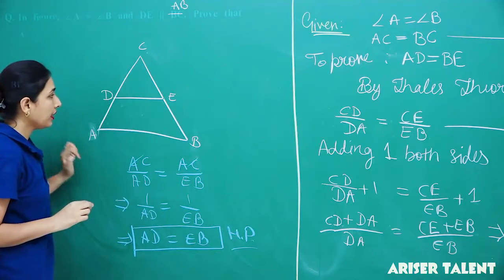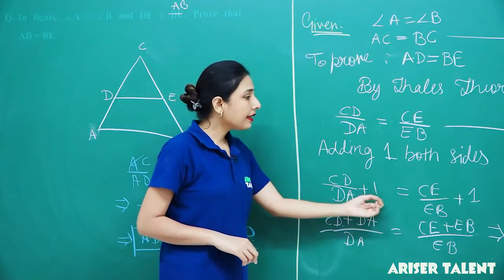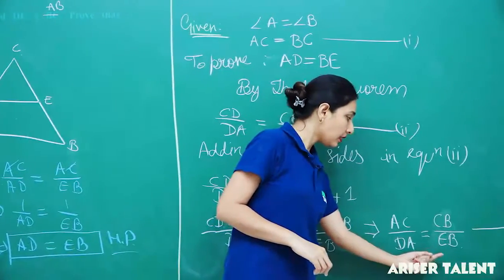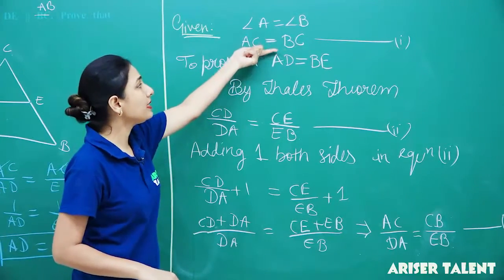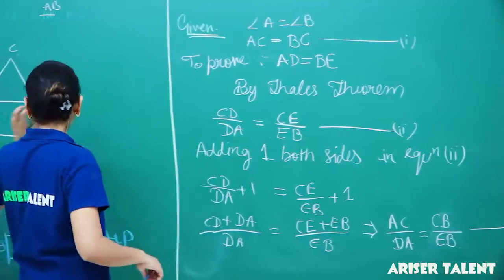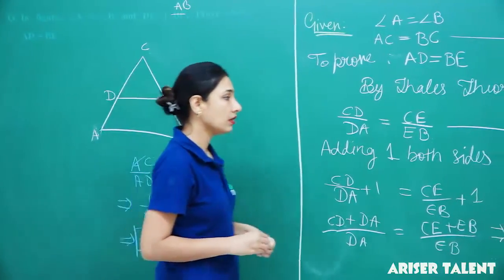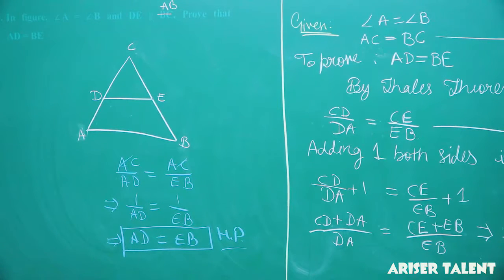So, what we did? We just applied Thales theorem here and added 1, and after adding 1, we replaced AC by BC or BC by AC from here and concluded the result. Okay, students? Note it, I am going to rub this.